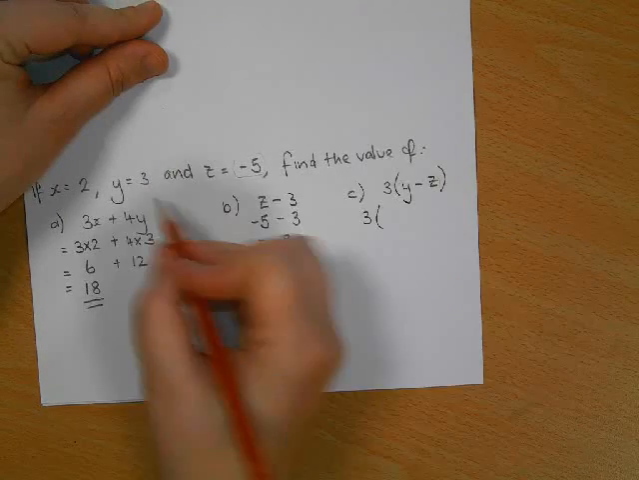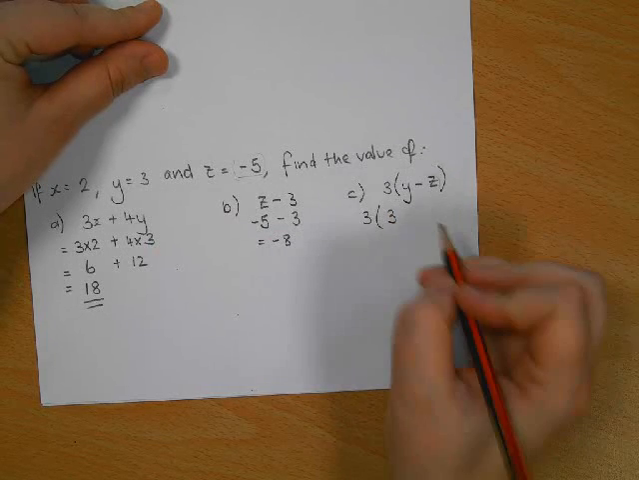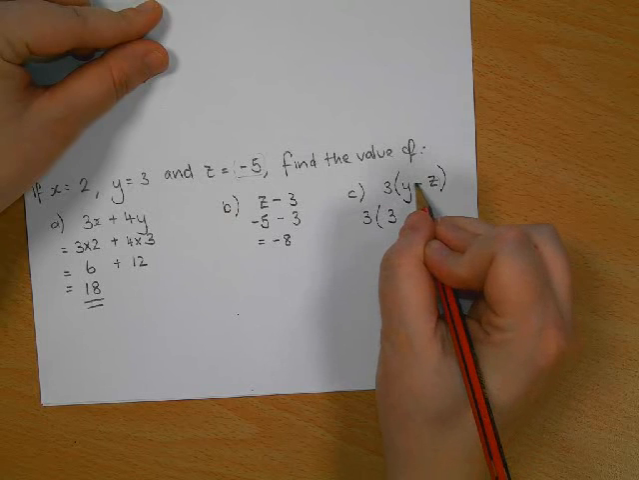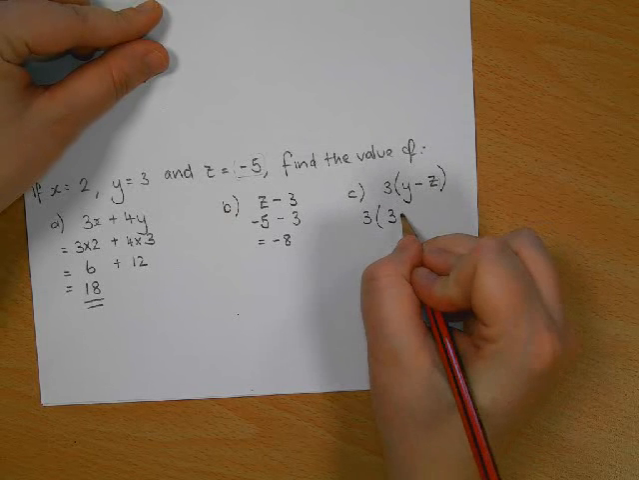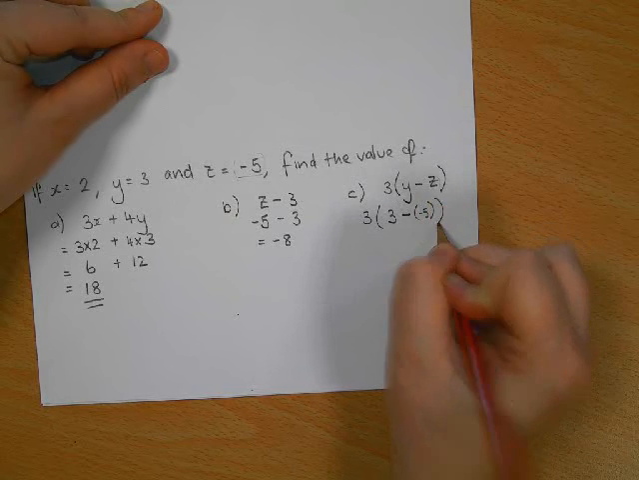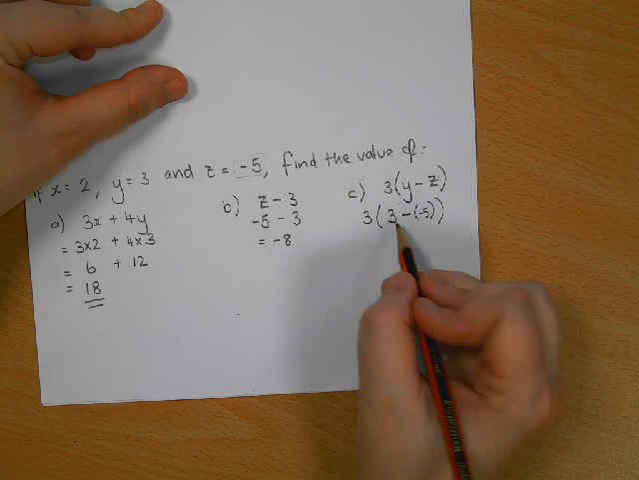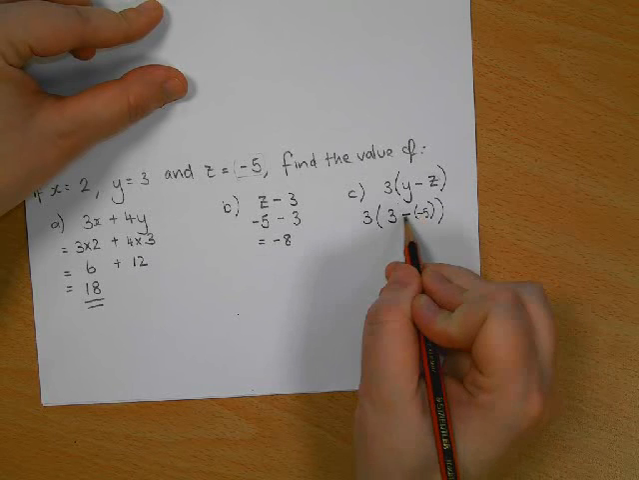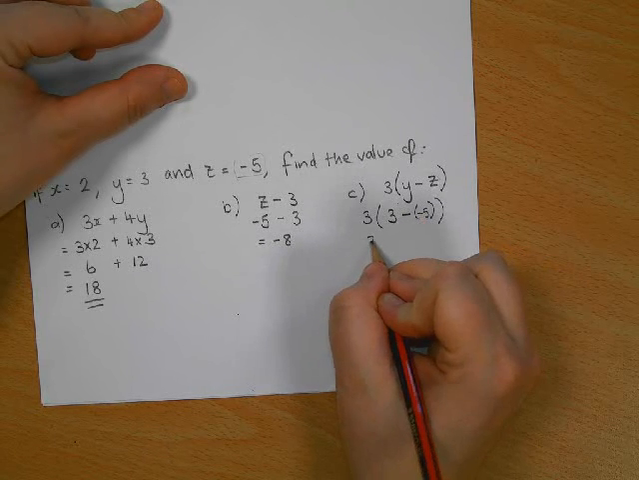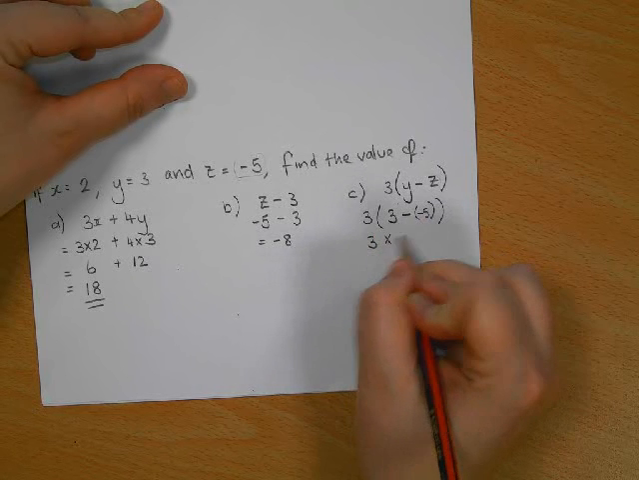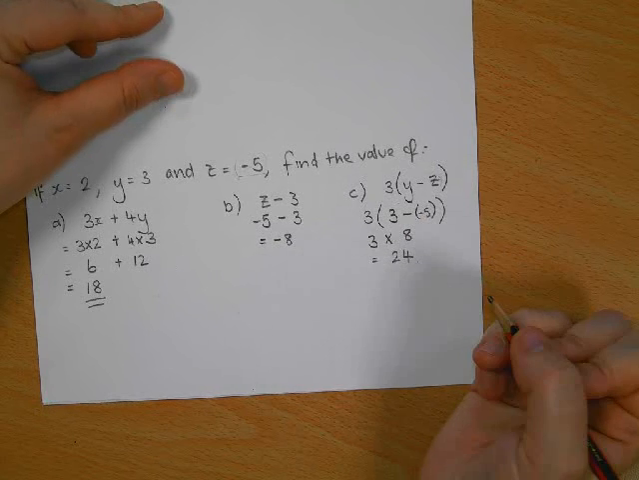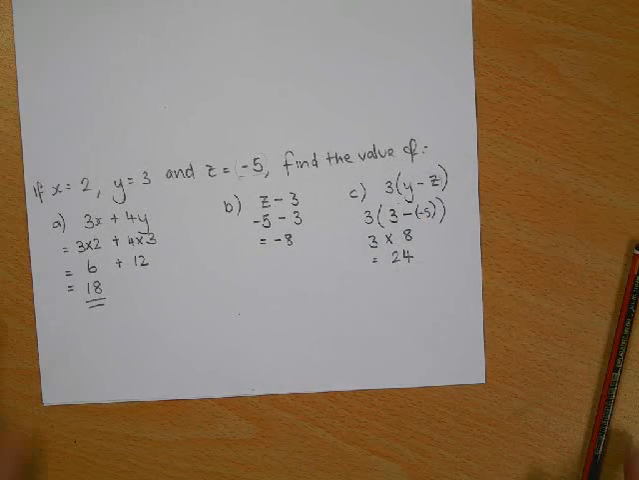So I know that y is 3, so that's going to be a 3, and I know that z is minus 5. Must take care here because this is a take away z, so we're going to take away minus 5. I'll put it in a bracket so that I'm aware of it. When we take away a negative number, we're really adding. So 3 add 5 is actually 8. So this bracket is really 3 on the outside times 8. So the final answer here would be 24. And that's substituting into formulae.